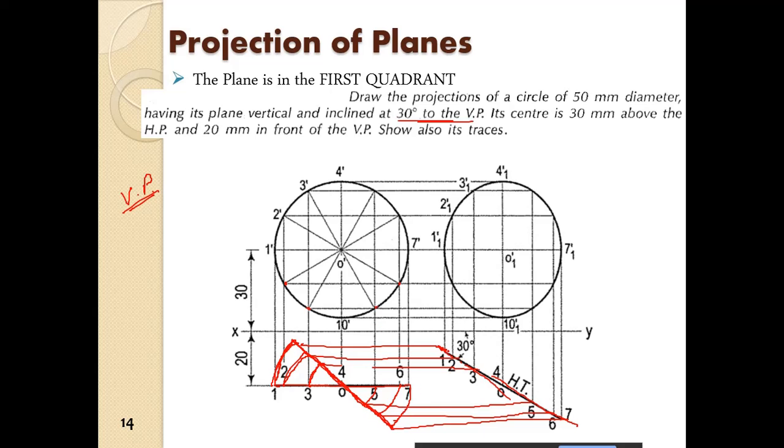Okay, so you get these points on this horizontal trace. Once these points are obtained, again from there you project it up. So from here you project it up. All right. So from here again you project it up. Of course O will be here. So this is the O point. So you project it up.